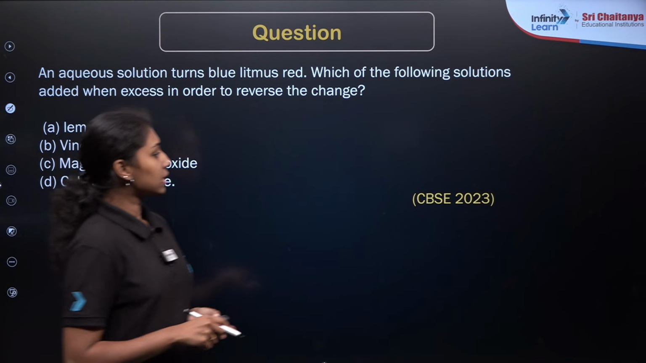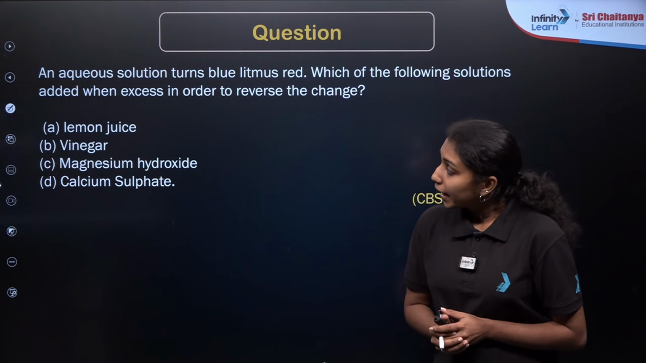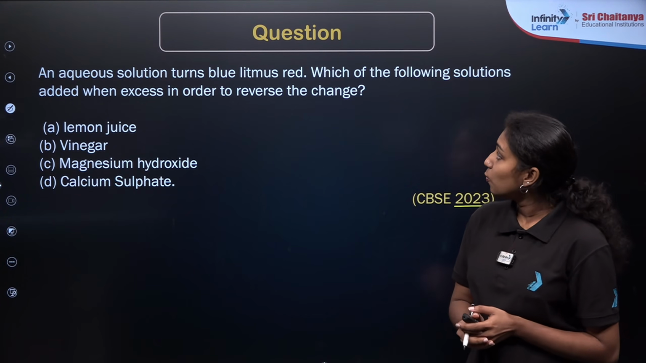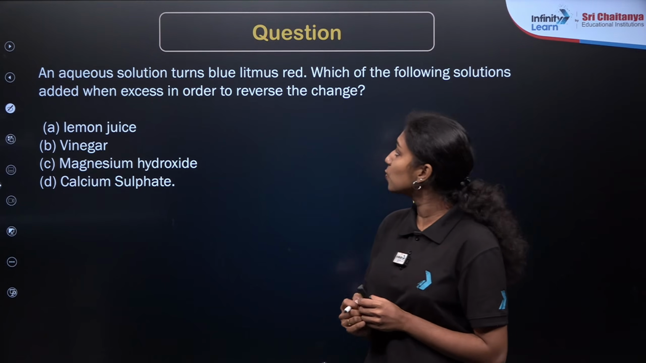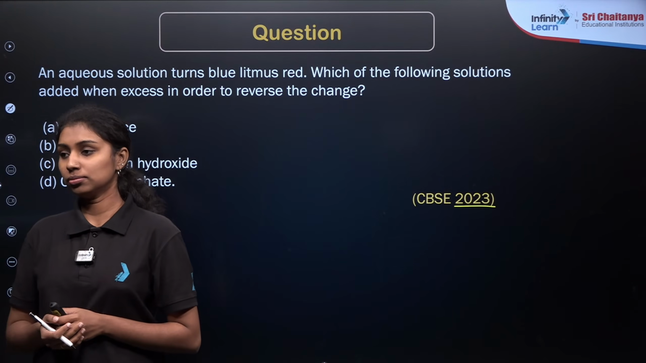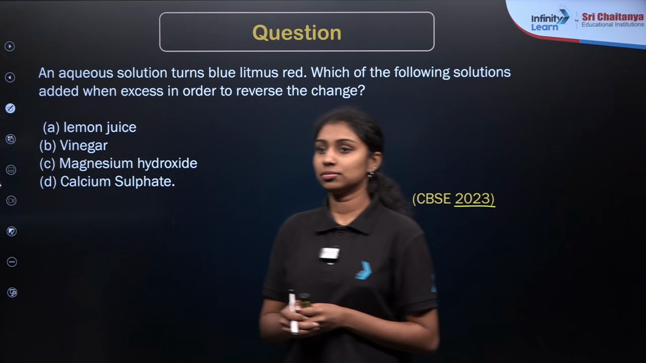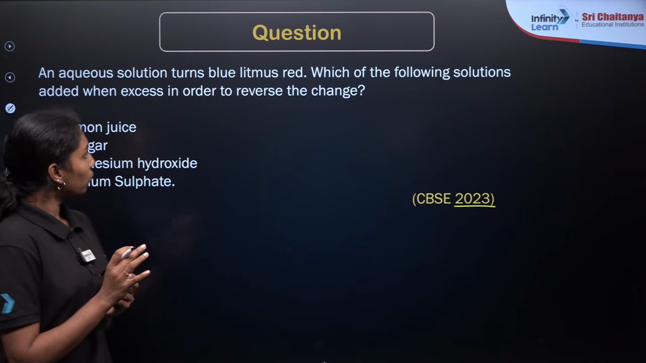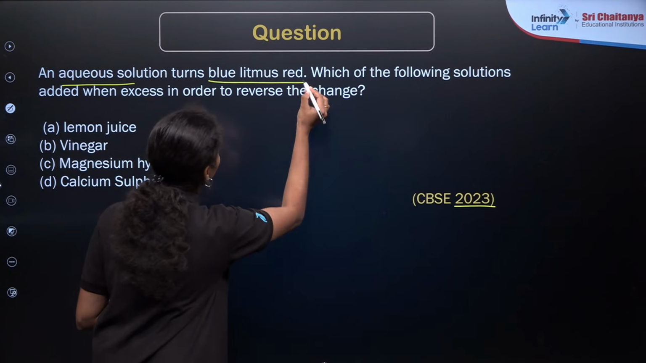Here is our second question. Again, the question was repeated in 2023. An aqueous solution turns blue litmus red. Which of the following solutions, when added in excess, will reverse the change? Read the question carefully. The first line is given here: an aqueous solution turns blue litmus red.